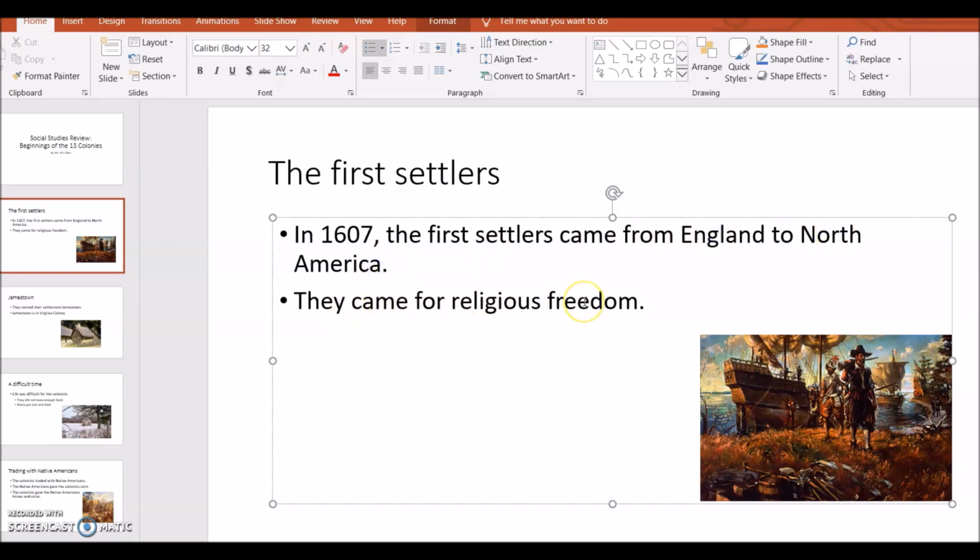And they came because they did not like how they were being treated about how they worshiped God. They wanted to pray their own way. Remember religious freedom? Remember the king in England says you have to come to my church. You have to do things my way. And they don't want to do that. They just want to pray the way they want to pray. So there's how they came. They came in 1607 and they came for religious freedom.